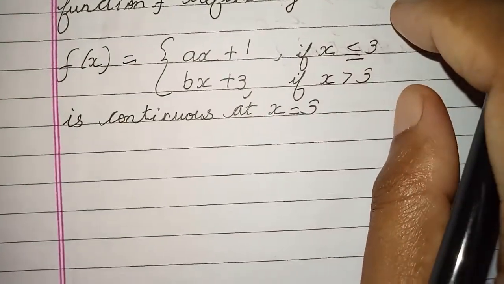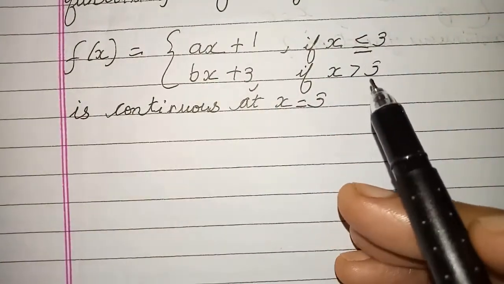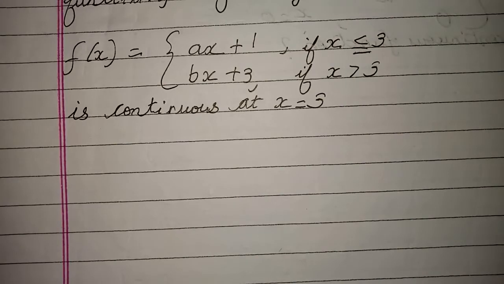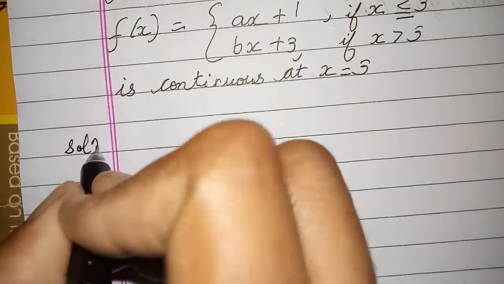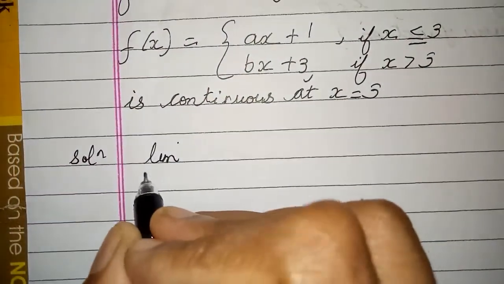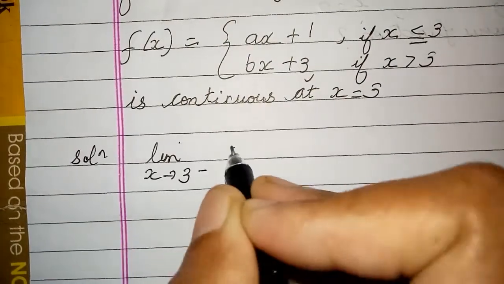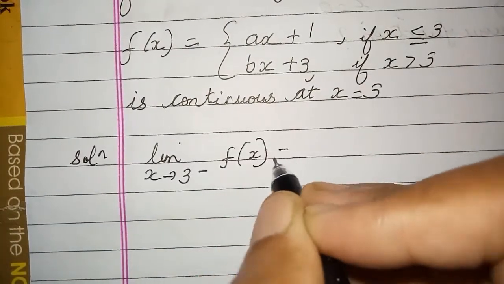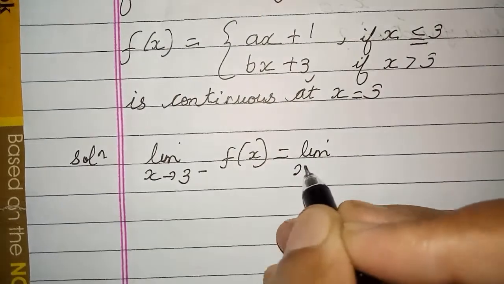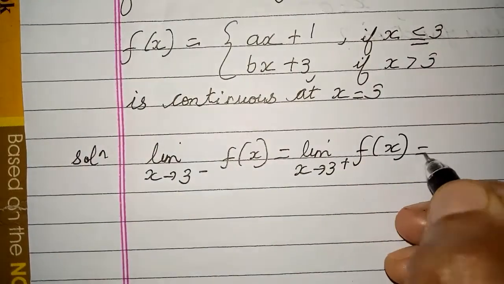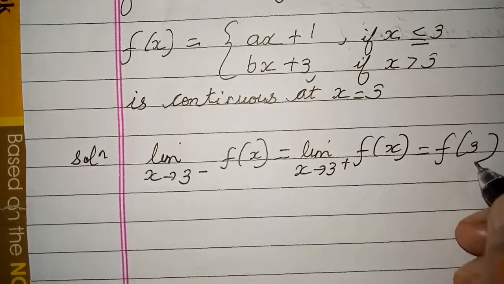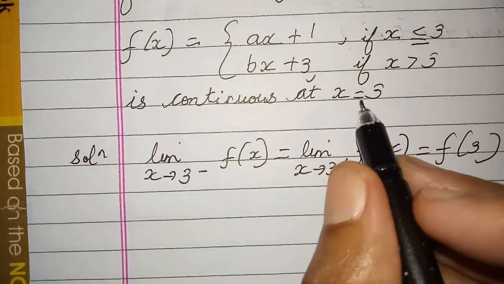Okay, so we know that since there is splitting of the function, we have to use the definition of limit at left and right. Okay, so how is the definition? If you remember, children, we have done it this way. It is limit as x tends to 3 minus f of x is same as limit as x tends to 3 plus f of x is same as f of 3. Why are we using this definition? Because it is continuous at x equal to 3.